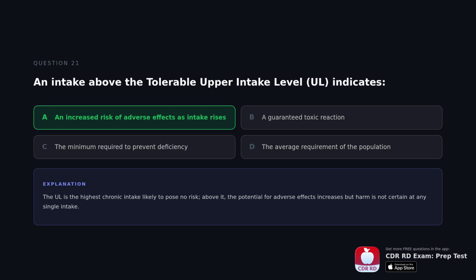The correct answer is, an increased risk of adverse effects as intake rises. The UL is the highest chronic intake likely to pose no risk. Above it, the potential for adverse effects increases, but harm is not certain at any single intake.